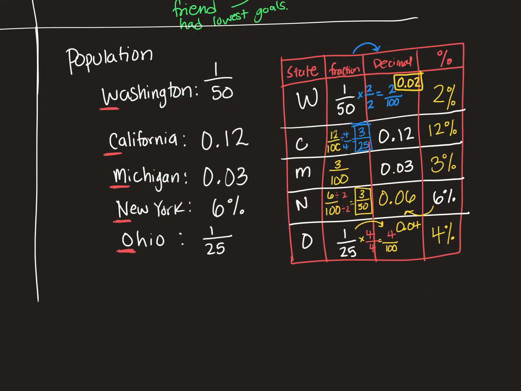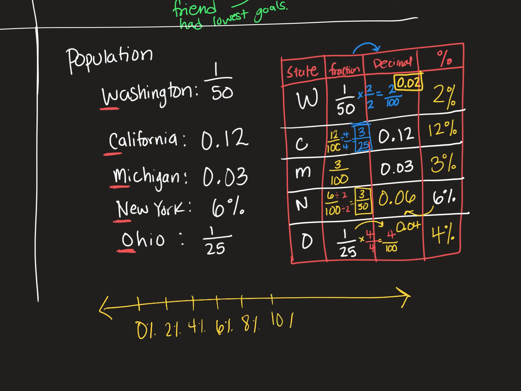Now that I have all the percentages, which you should see here, 2%, 12%, 3%, 6%, 4%, we're going to graph the percentages and compare them. So let's pretend we're starting at 0%, then 2%, 4%, 6%, 8%, 10%, 12%. And actually, I don't need my line to be that long, so I'm going to shorten it. Now let's go ahead and plot.